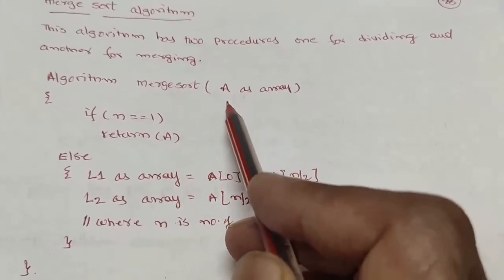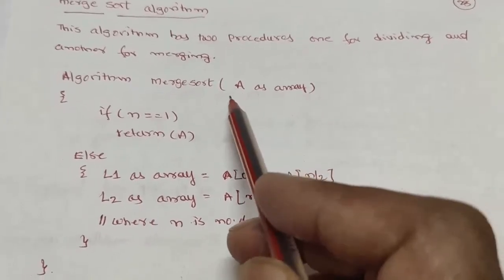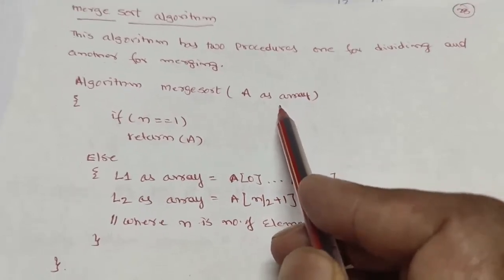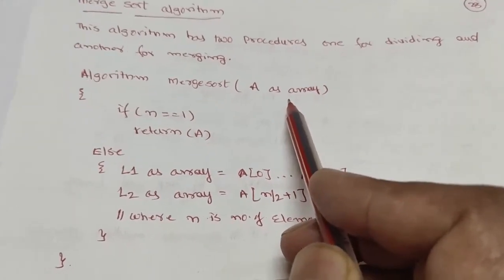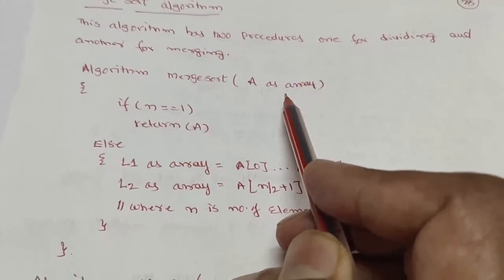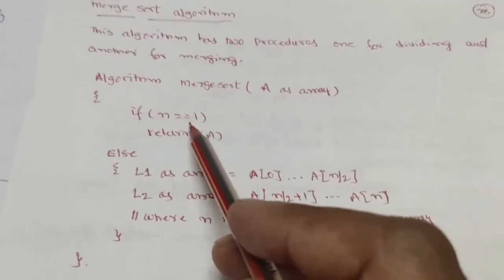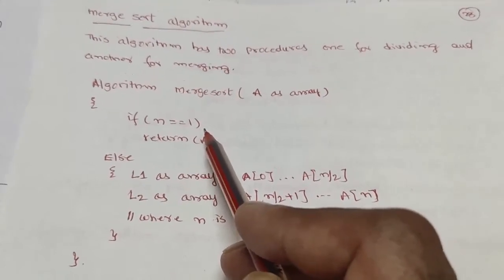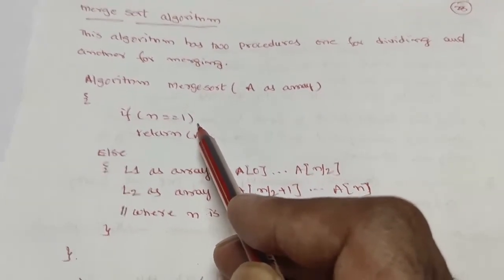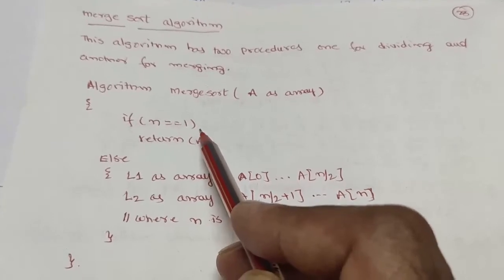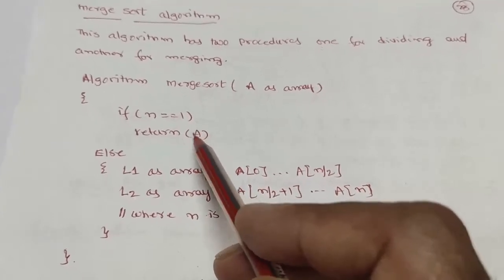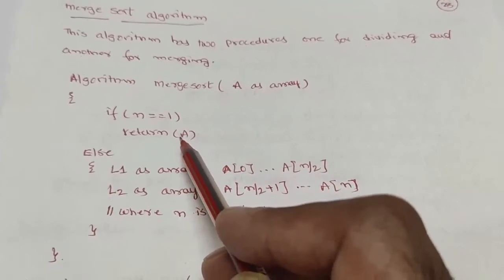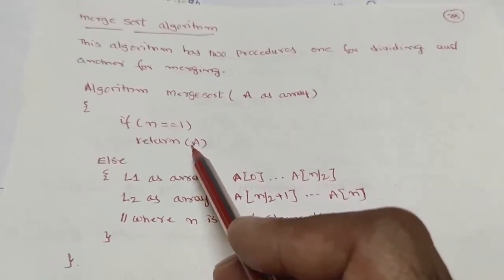And what am I going to supply? I am going to supply A as the array, that is the main list. The list with a total of 9 elements is supplied to this merge sort algorithm. Suppose n equal to 1. What does n represent? The n represents the total number of elements within the list. Suppose only one element is there, it will return. Where will it return? To the merge algorithm. We will look at the merge algorithm below.